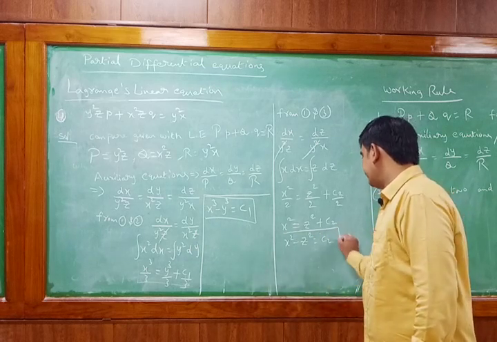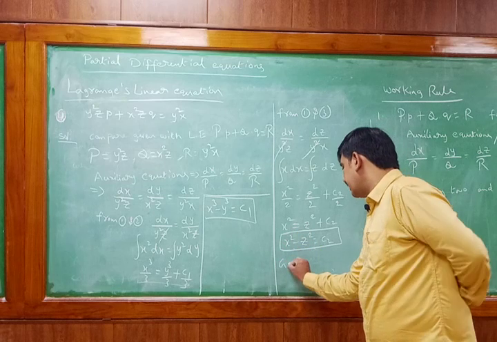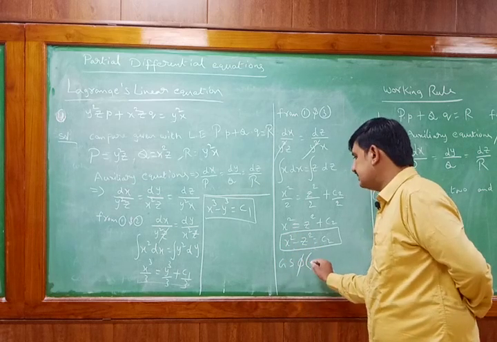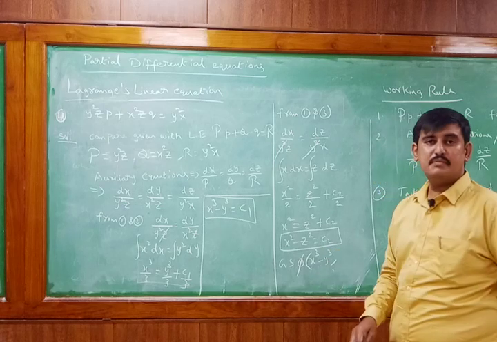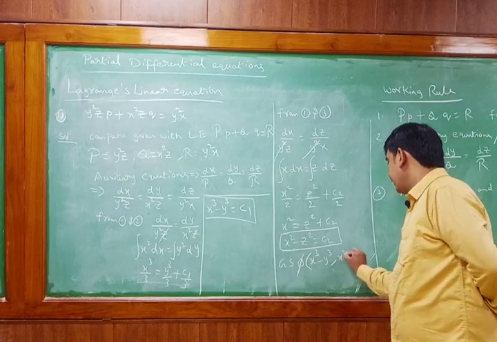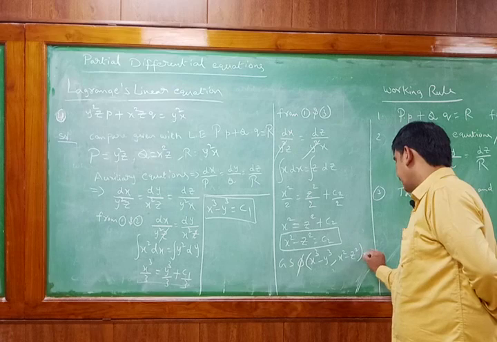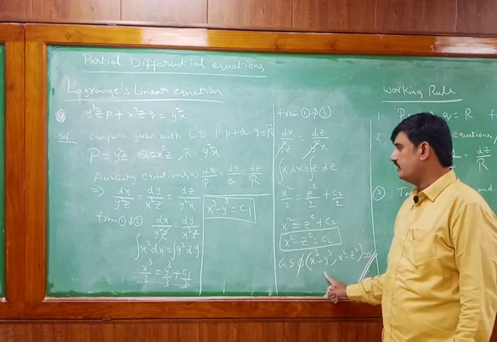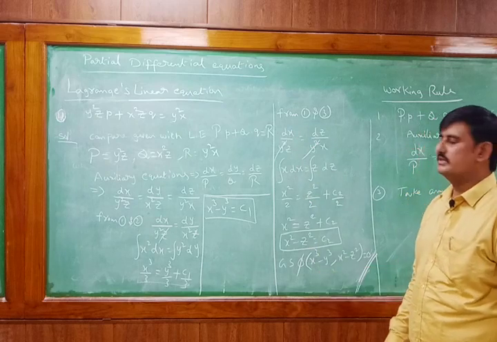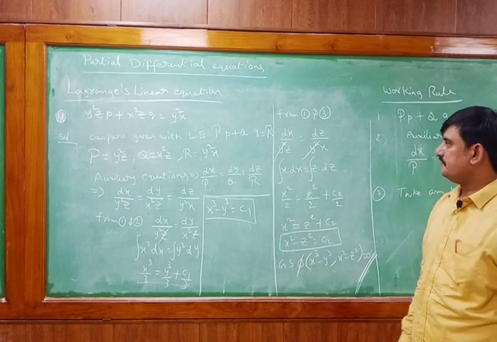I got the value of C1 and the value of C2. So the general solution is phi of C1, C2. C1 is x cube minus y cube, and C2 is x square minus z square, equal to 0. This is the general solution of the given partial differential equation.